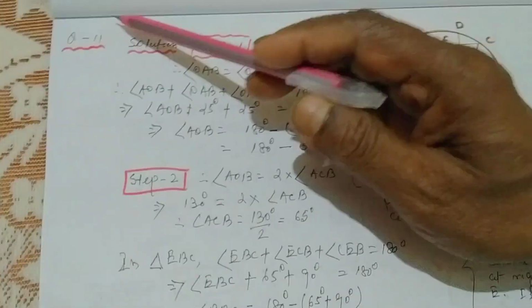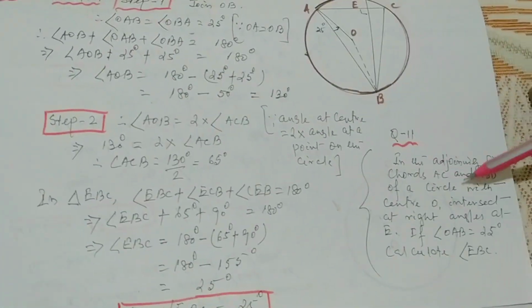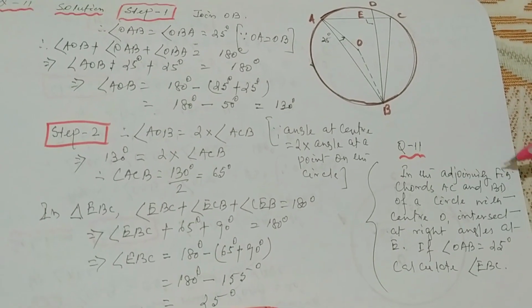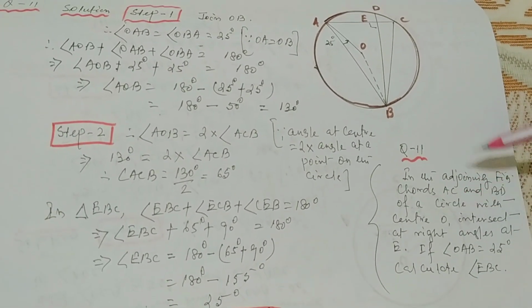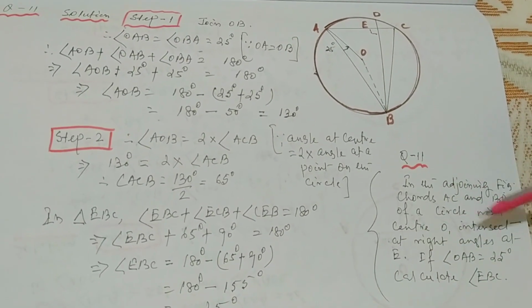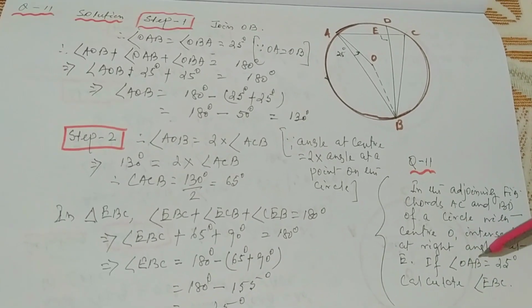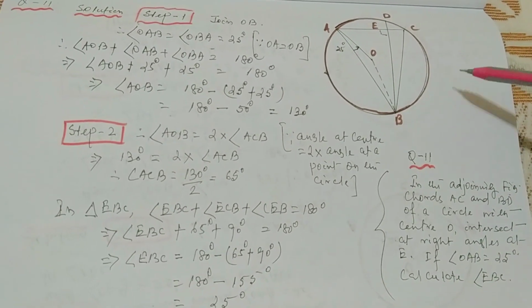Go to question number 11. Question number 11 इस साइड में है, इसको पढ़ के सुनाते हैं. In the adjoining figure, chords AC and BD of a circle with center O intersect at right angles at E. If angle OAB is equal to 25 degree, calculate angle EBC.